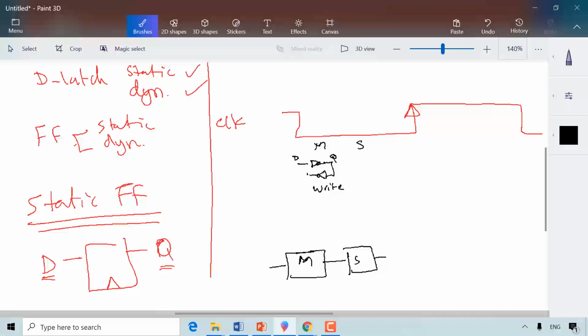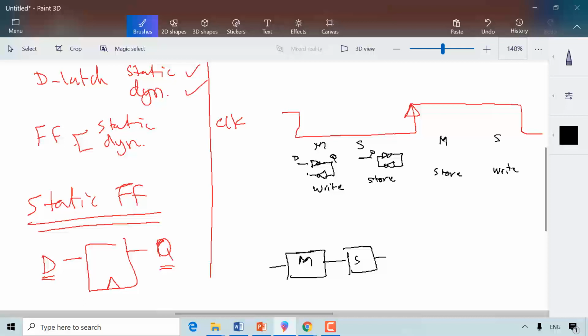The slave is doing a what? A store. The slave is doing a store at this point when the clock is 0. So the slave is doing this, so it's open and it's doing this kind of closed loop. Okay, so when the clock is high, what happened is that we have the master, the master is in store, and the slave is in write.